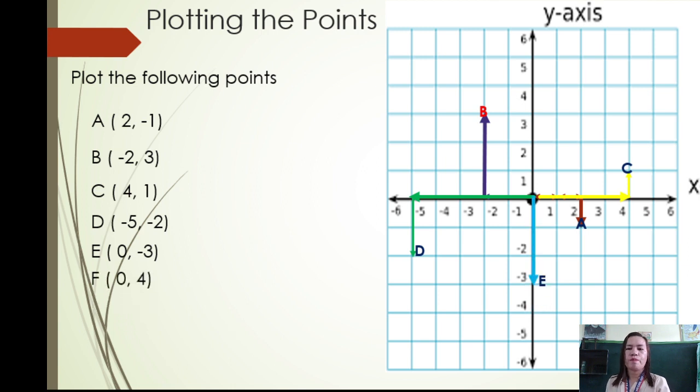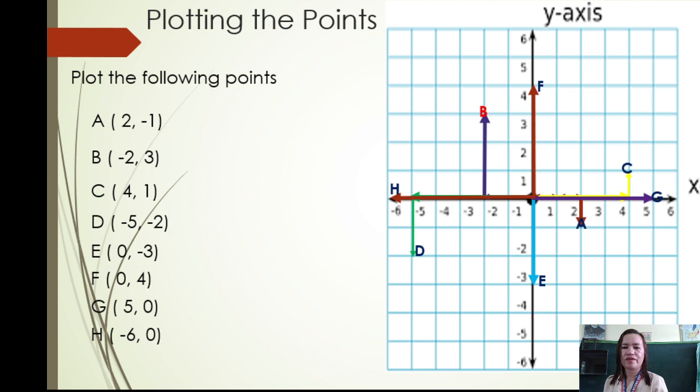For point F, the x value is still 0, or the origin, and the y value is positive 4, so upward. There, point F. For point G, the x value is positive 5 and the y value is 0. Where can you find that one? There. And for point H, the x value is negative 6, so to the left, and the y value is 0. Where can we find that one?